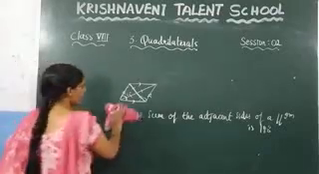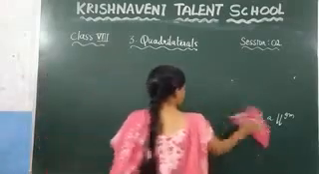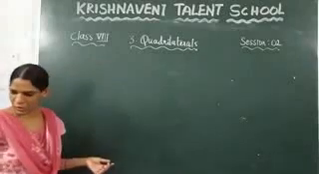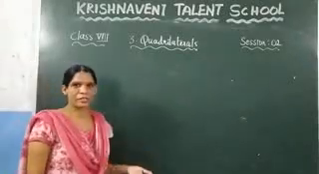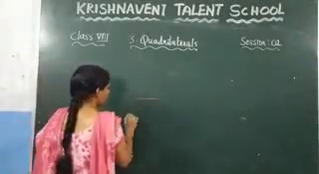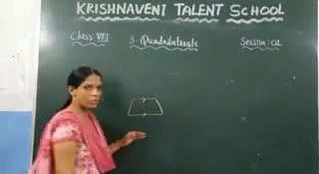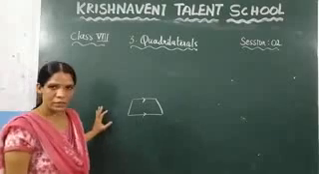Now see the next quadrilateral, which is the trapezium. And you know that in the trapezium only one property is there. What is the property? One pair of sides are parallel. Nothing more about this one. This is nothing but the trapezium.